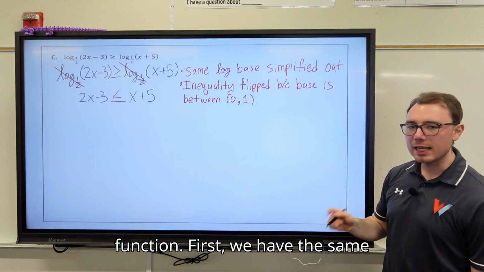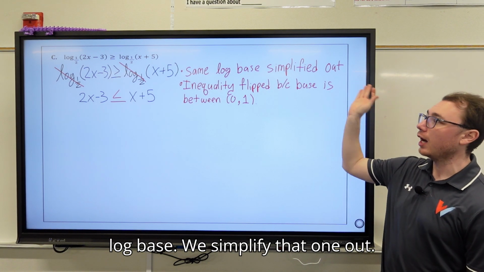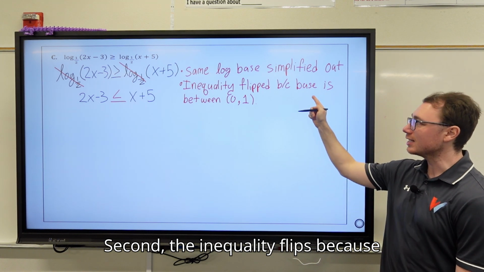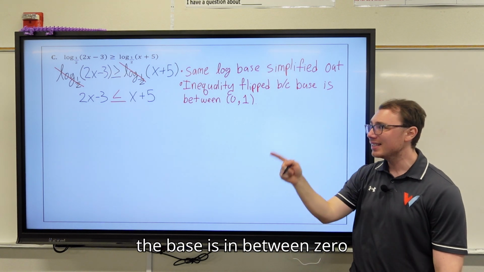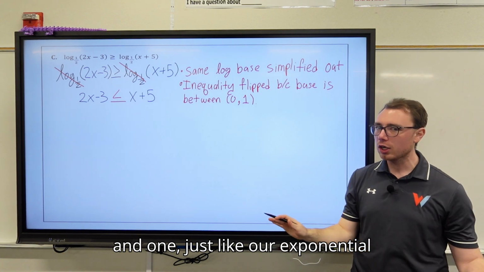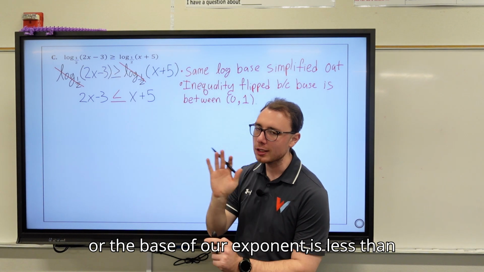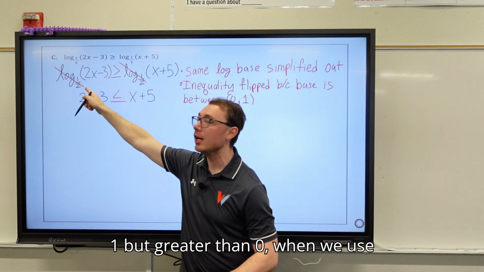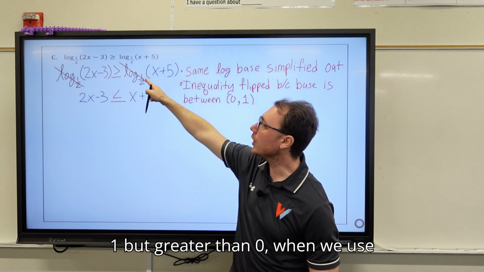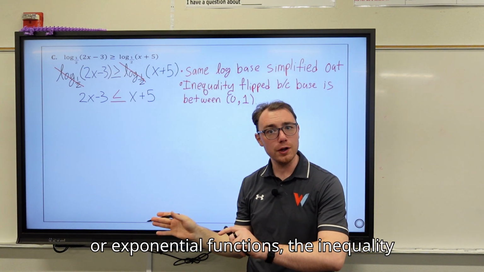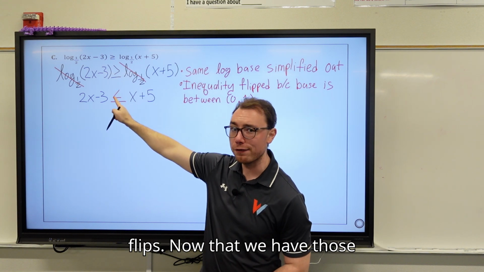First, we have the same log base. We simplify that one out. Second, the inequality flips because the base is between 0 and 1. Just like our exponential functions, since the base of our log, or the base of our exponent, is less than 1 but greater than 0, when we use that property of equality for logarithms or exponential functions, the inequality flips.